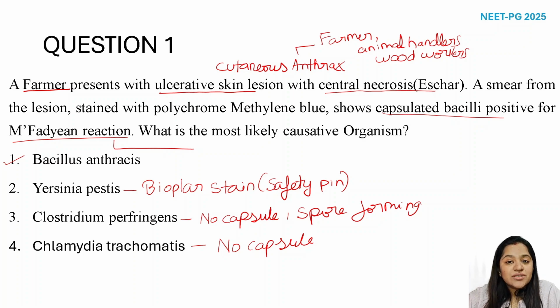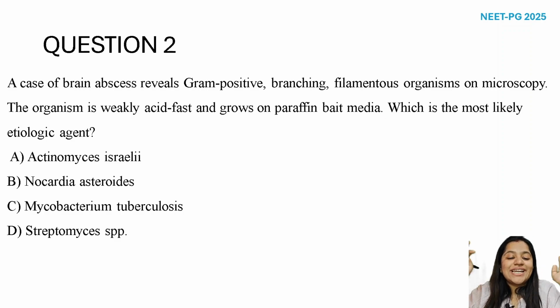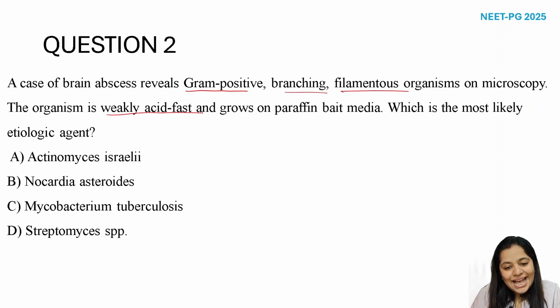Now let's move on to the second question which came. Here we have a case of brain abscess which reveals gram-positive branching filamentous organism on microscopy. The organism is weakly acid-fast, grows on paraffin-based media. What is the most likely etiological agent? Now, a very common concept has been used here. What all do we have? We have a gram-positive branching filamentous organism which is weakly acid fast.